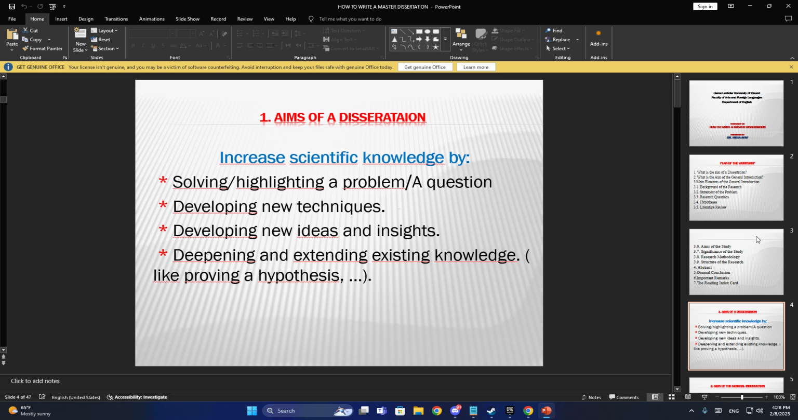With your dissertation, you are contributing to knowledge. How? In your dissertation, you are going to solve or highlight a problem, a question or a phenomenon, or you are going to develop new techniques, for example in literary analysis, or you are developing new ideas and insights, or you deepen and extend existing knowledge, like proving, for example, a hypothesis or a theory.